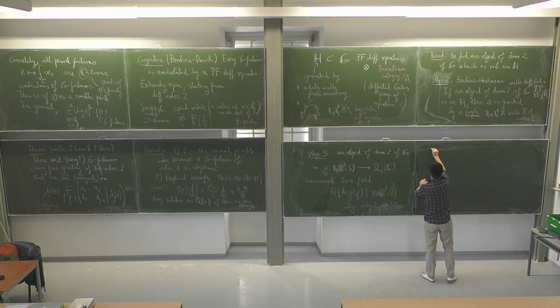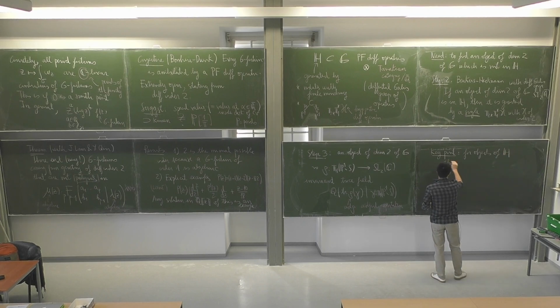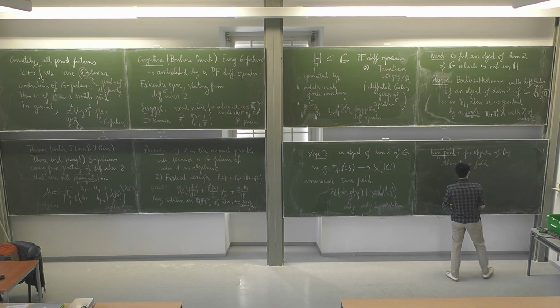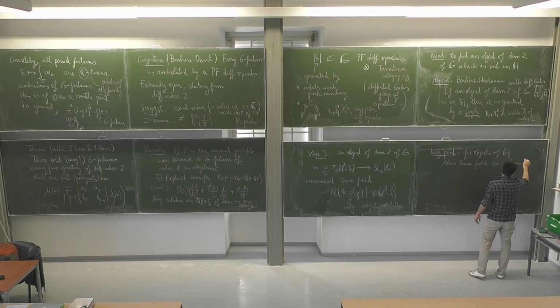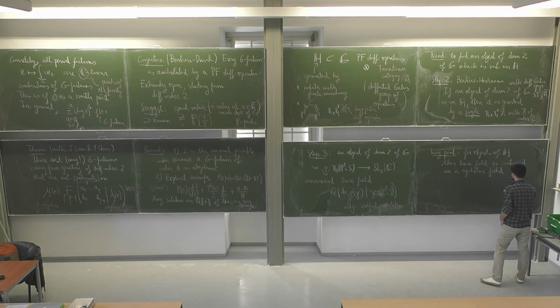And then the key point is that for objects of H, this trace field is contained in a cyclotomic field. So in particular, it is abelian.